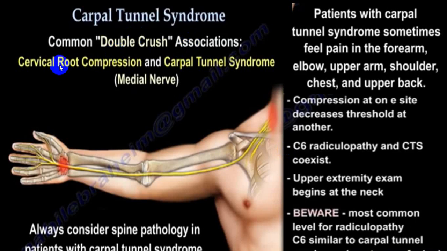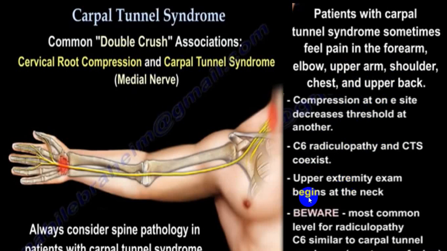So double crush syndrome can be at the cervical root and carpal tunnel. So here you can have compression and you can have compression here. That is called double crush. So a patient with carpal tunnel syndrome sometimes feels pain in the forearm, elbow, upper arm, shoulder, chest and upper part of the back. Compression at one site decreases the threshold at another. You can have pain at C6, radiculopathy and carpal tunnel coexist. This will be typical in case of double crush.